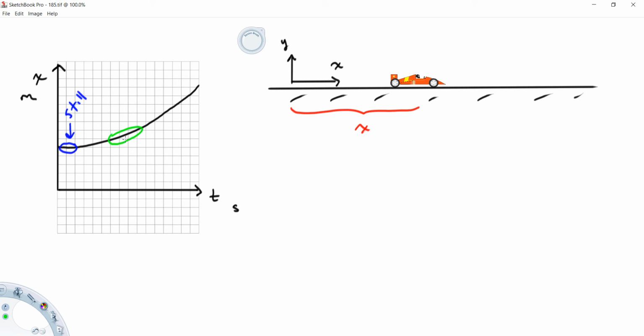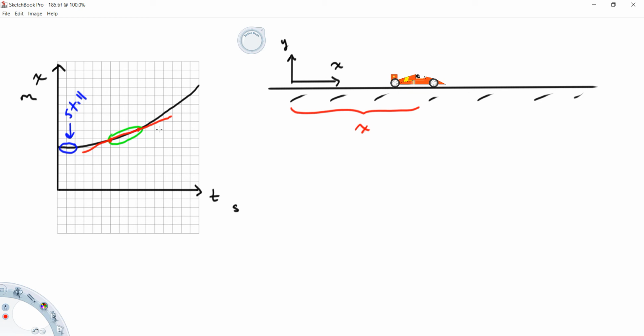Now, you'll notice here that if I pick a couple of points, let me put those in red, like here and here, and I draw a line through them, I get a line with a positive slope. And that positive slope is indicating that the car is moving to the right. I'm going to save what that slope is called for another video.